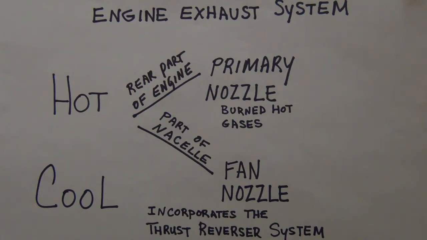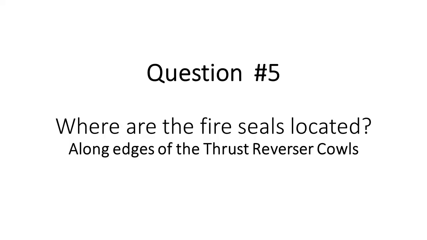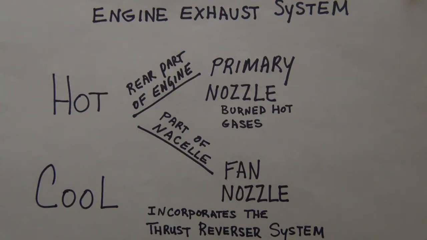All right, so back to our practice question, because I wanted to explain a little bit on that, just so you know that it's there. So in number 5, where are the fire seals located? I didn't mention that, so we're going to get it right now. Along the edges of the thrust reverse cowls or along the edges of the fan inlet cowl? It's actually on the thrust reverser cowls. Those are where the fire seals are, which makes sense, right? That's where the thrust reverser is. We want to make sure we protect that and have it right there.